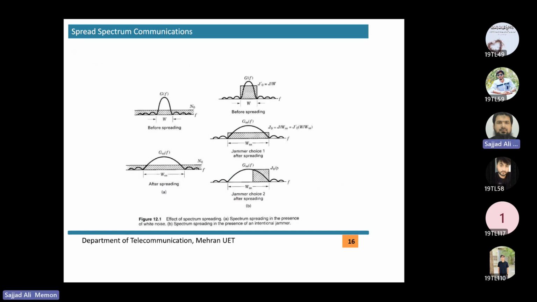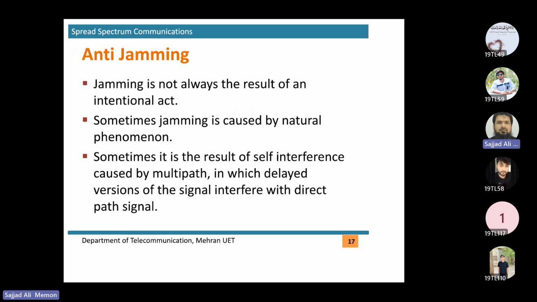Figure 12.1 shows the effect of spectrum spreading in the presence of white noise, and spectrum spreading in the presence of an intentional jammer. In A, you can see spreading in the presence of white noise doesn't affect it, whereas in the presence of an intentional jammer, some of the information may be lost, but we still have some part of the information that is able to be received properly.